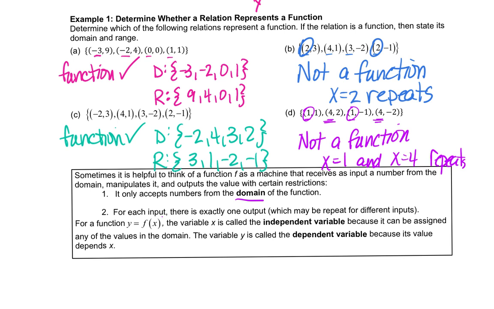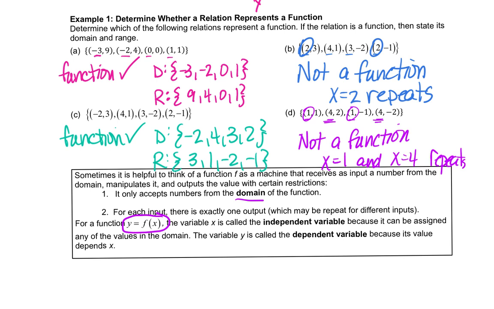So remember, y equals f of x. Those are the same things, all right? So f of x is your output. X is your input. F of x is your output.